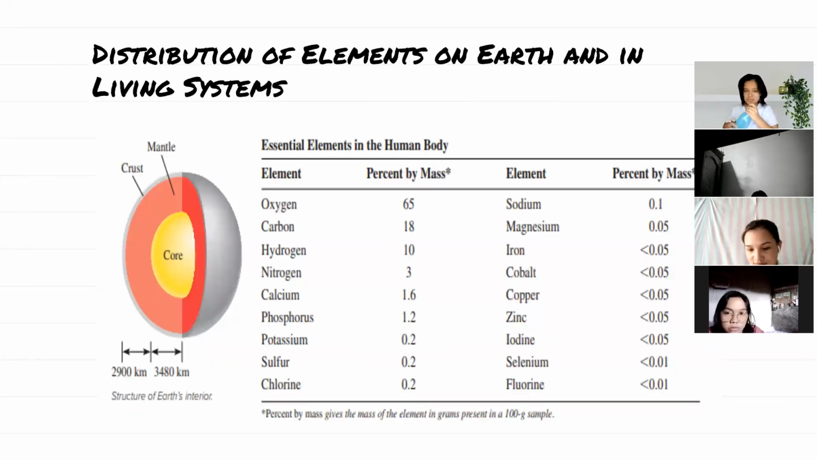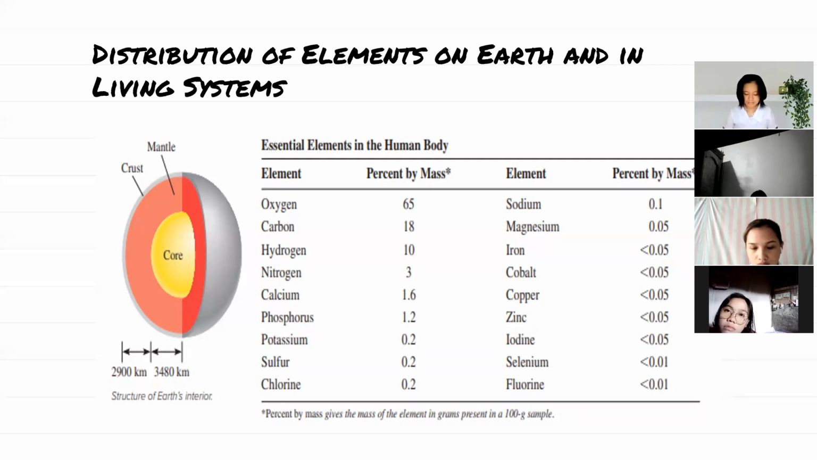Now, on Earth and in living systems, this is how the elements are being distributed. The most abundant, class, is oxygen. But take note, only the elements listed here are limited. But what do you think is the most abundant element on Earth? Who knows here? What is the most abundant? Oxygen. Okay, oxygen, ma'am. Very good, oxygen.